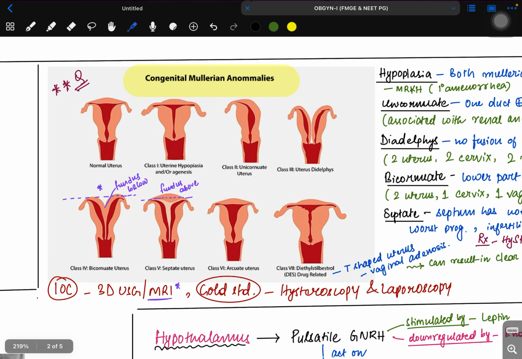And here this bicornuate uterus and this septate uterus may look alike, but how will you differentiate whether it is a bicornuate uterus or a septate uterus? So first you have to draw a line connecting the two tubes, okay. Now if the fundus is below the line, then it is a bicornuate uterus, and if the fundus lies above the line, it is the septate uterus.